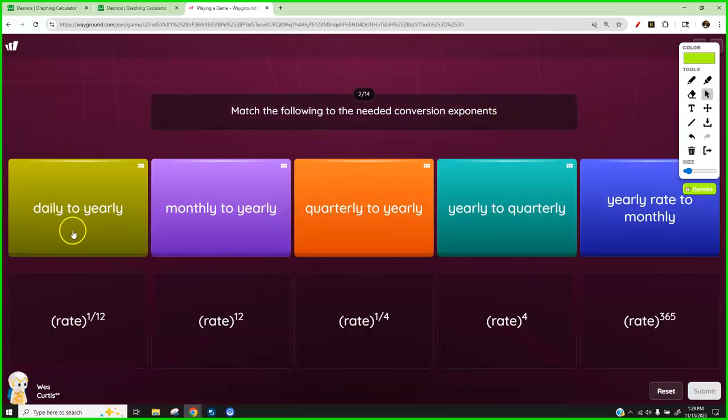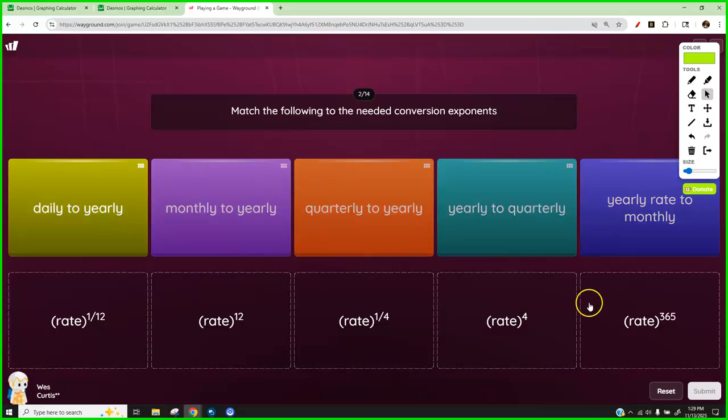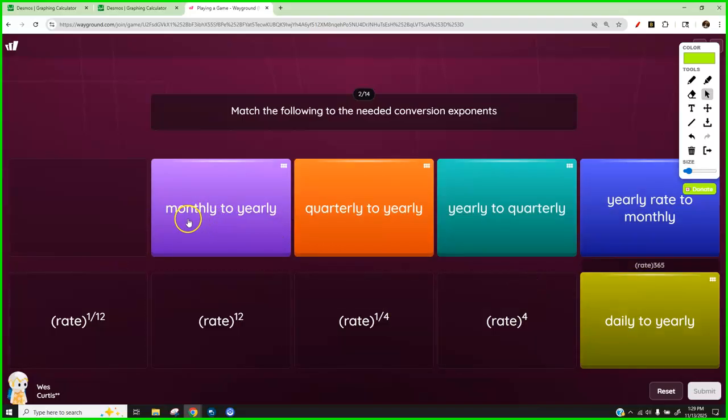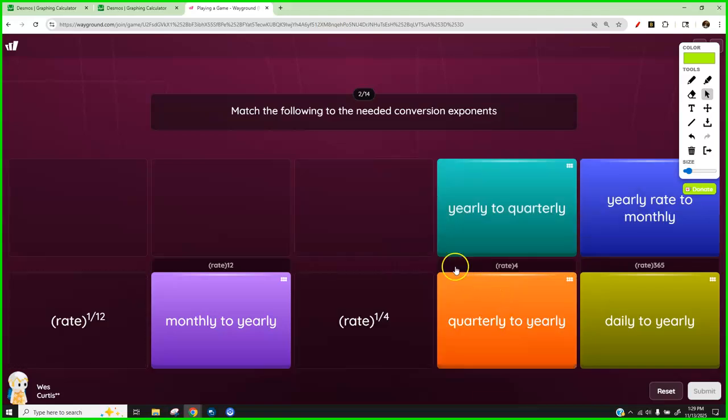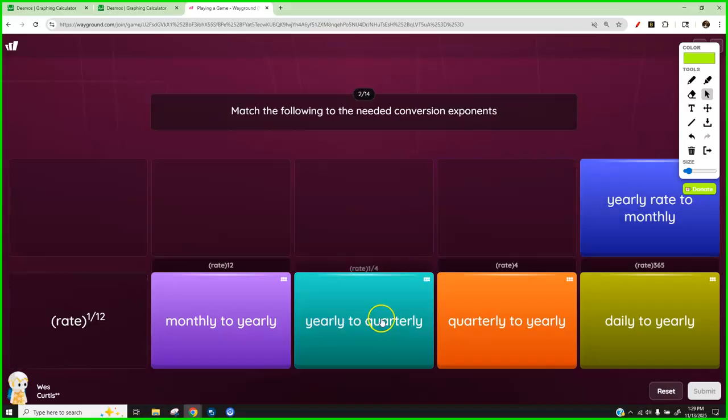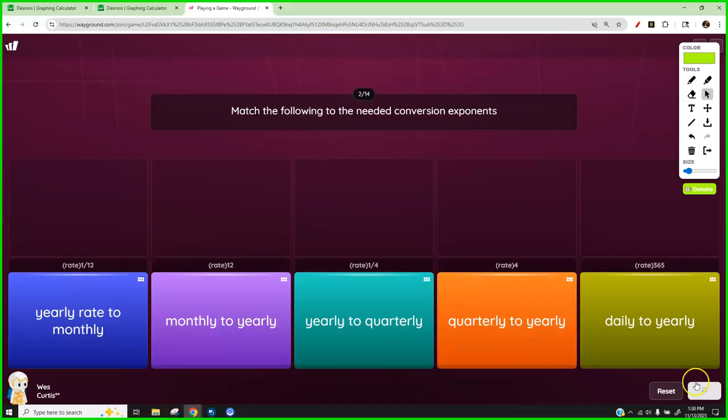So let's go from daily to yearly would be 365 times. It takes 365 days. But a month going up to years, it would take 12 months. Quarterly going to yearly, it would take 4 quarters to go to yearly. But to go from yearly to quarterly, that's only 1/4. You're breaking that year up into quarters. And then to go from years down to months, that would just be 1/12 of a year.